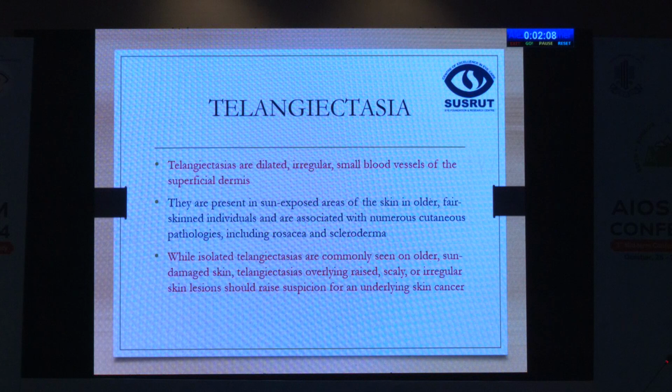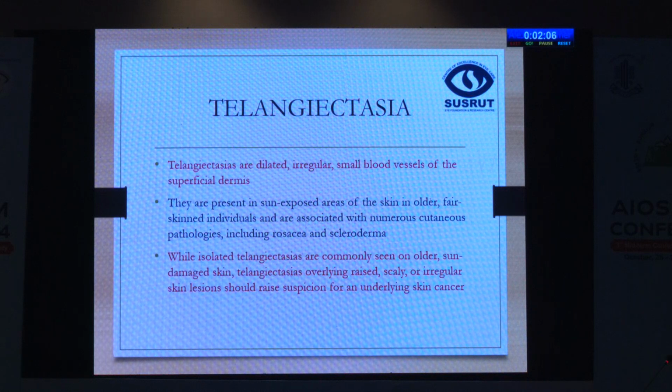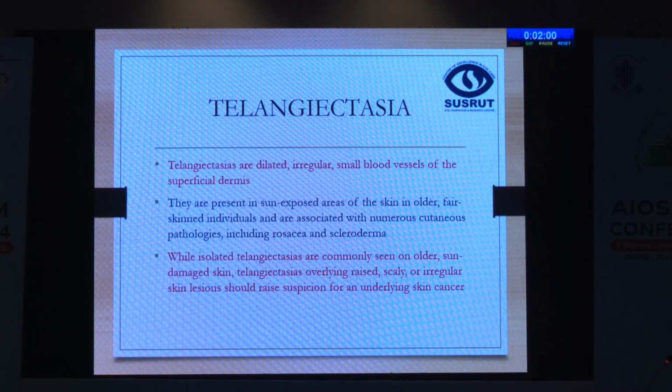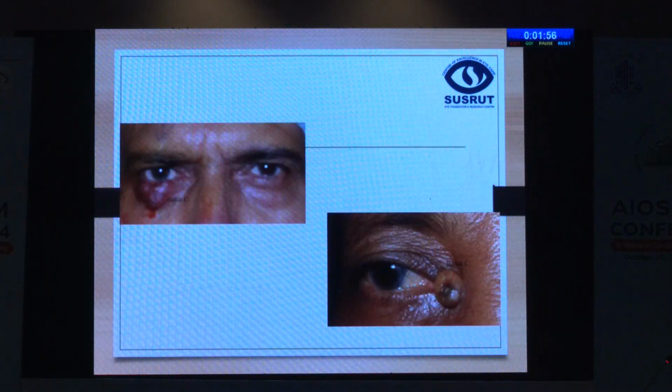The third is telangiectasia. These are dilated irregular small blood vessels of the superficial dermis. While isolated telangiectasias are commonly seen in older sun-damaged skin, telangiectasias overlying a raised, scaly or irregular skin lesion should raise the suspicion. Here we see on top of this irregular lesion, the telangiectatic blood vessels are there. Here also, in the upper part, the lesion looks a little whitish, and there are contrasting reddish blood vessels apparent.